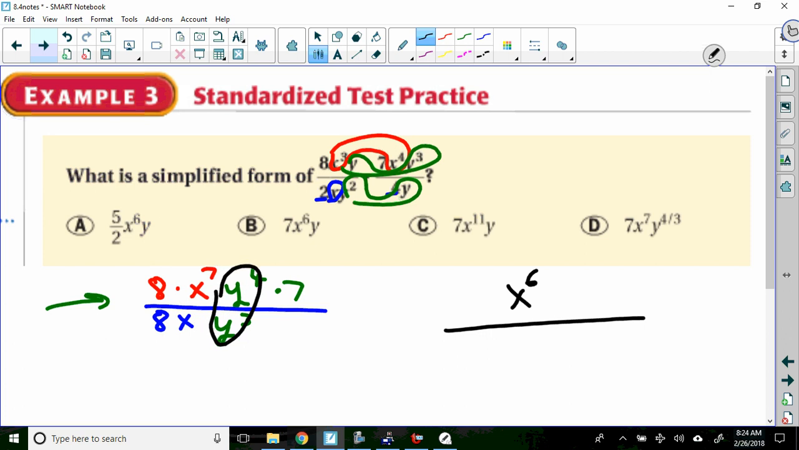What are we going to have with the y's? Y to the first up top or in the bottom? Up top. Anything else cancel? The 8's cancel. What's left? 7, and that goes in the top.